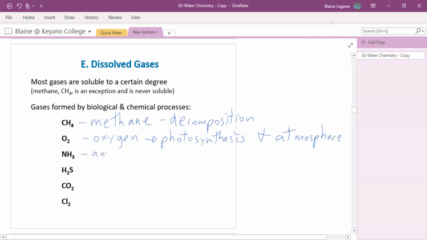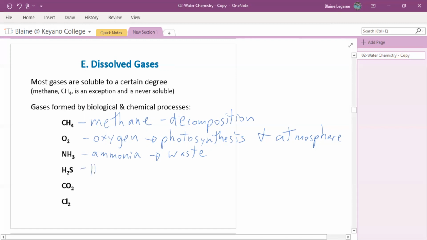NH3 is ammonia, and this basically comes from, it's a waste product, mostly fish, but other animals. Basically, it's in their urine. So this is the kind of thing that if you have a fish tank at home, you don't want to have too many fish in one fish tank, or they will actually poison themselves with too much ammonia.